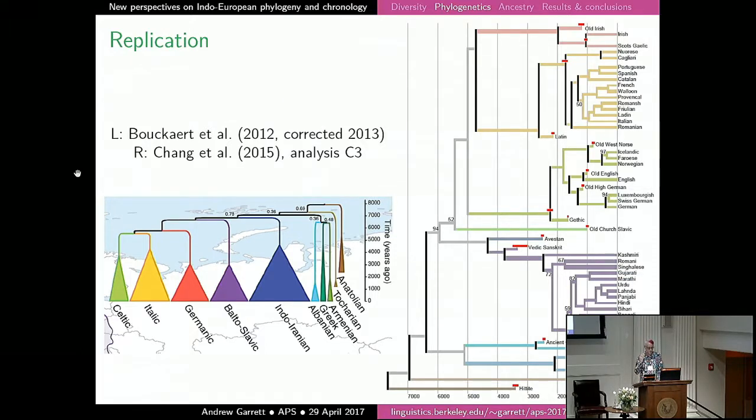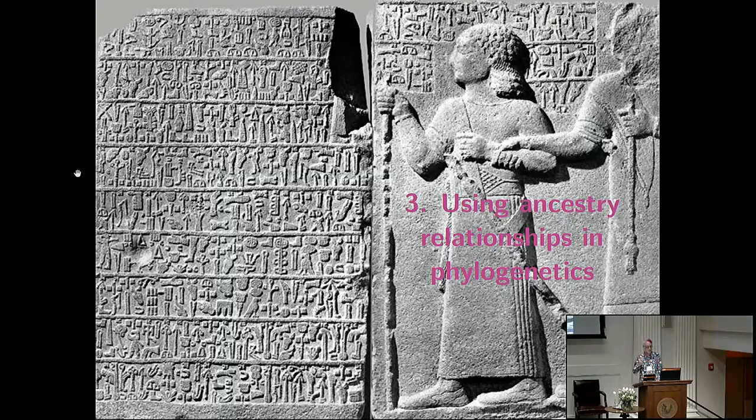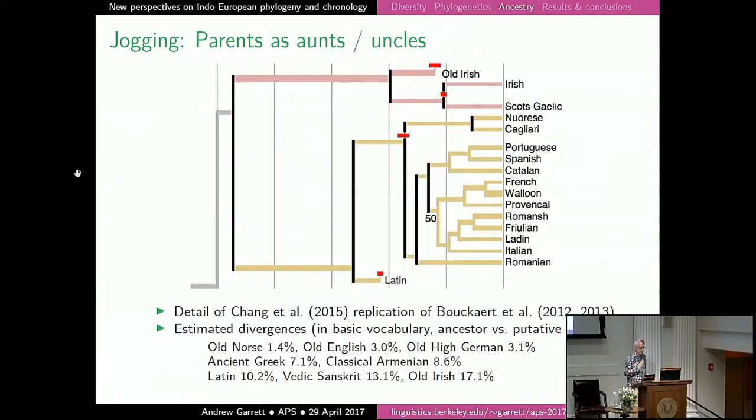But something is fishy. And so it turns out that what's fishy is in the ancestry relationships that you can observe in the analyses of this work. So this is a kind of blown up section of our replication. And what it illustrates is the relationship between Old Irish and Modern Irish and Scots Gaelic and Latin and the Romance languages.